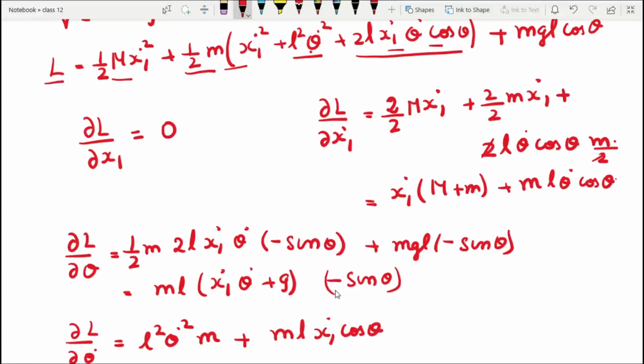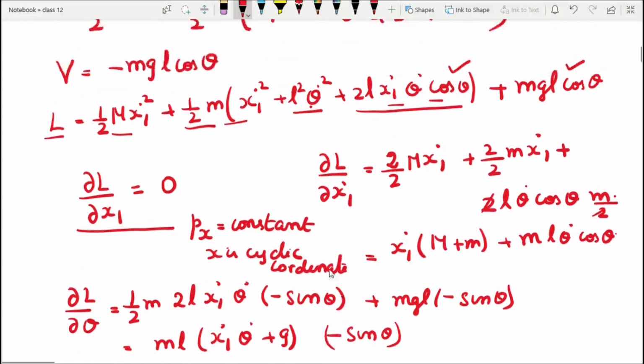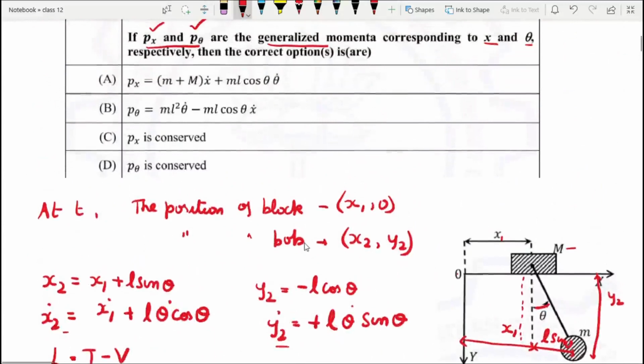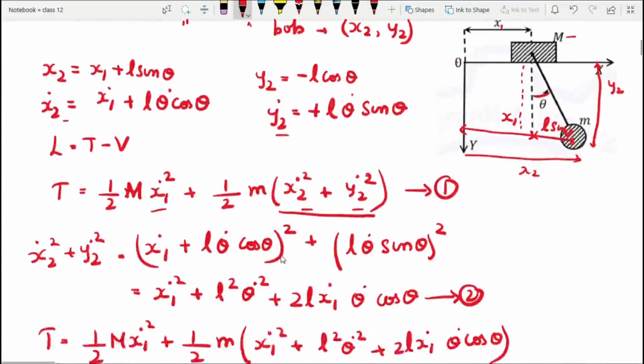Now here dou L by dou x1 is equal to 0. This denotes that P x is a constant, that is, x is a cyclic coordinate. Right, so we will see which option is correct. Option C, P of x is a conserved one. Okay, and we will see the next one.